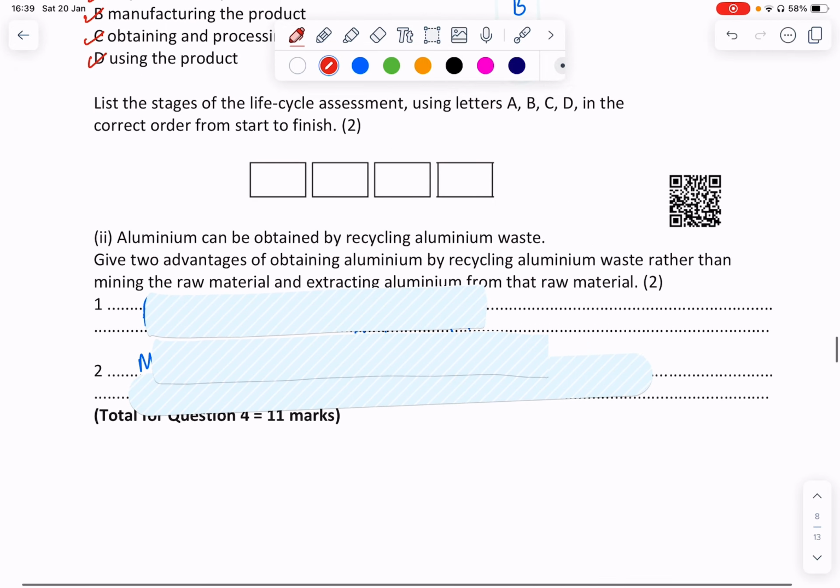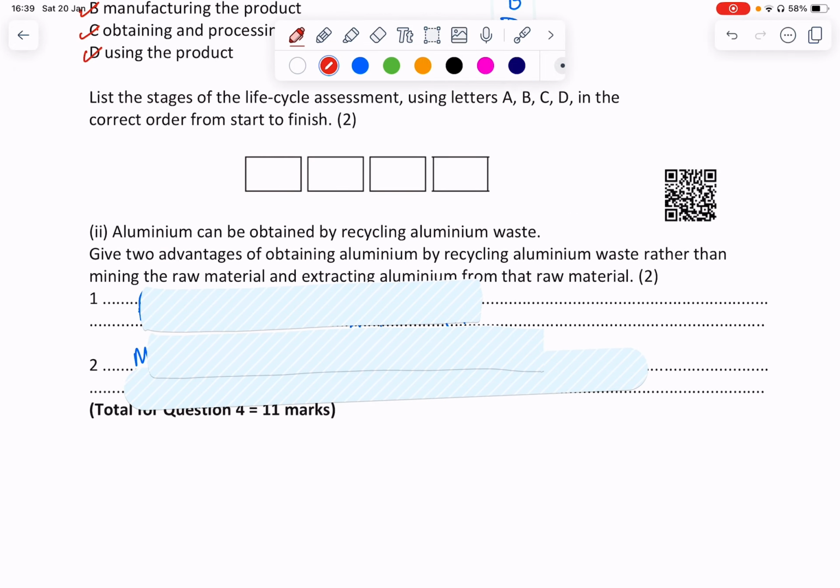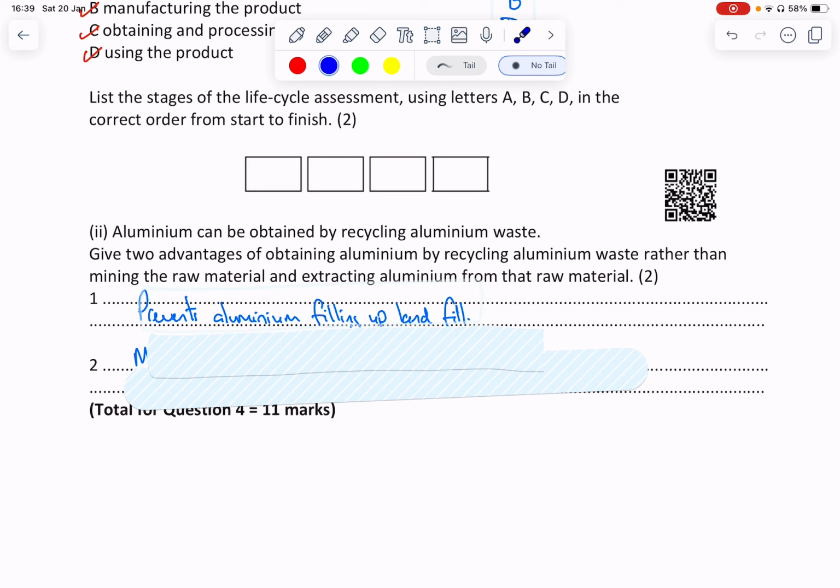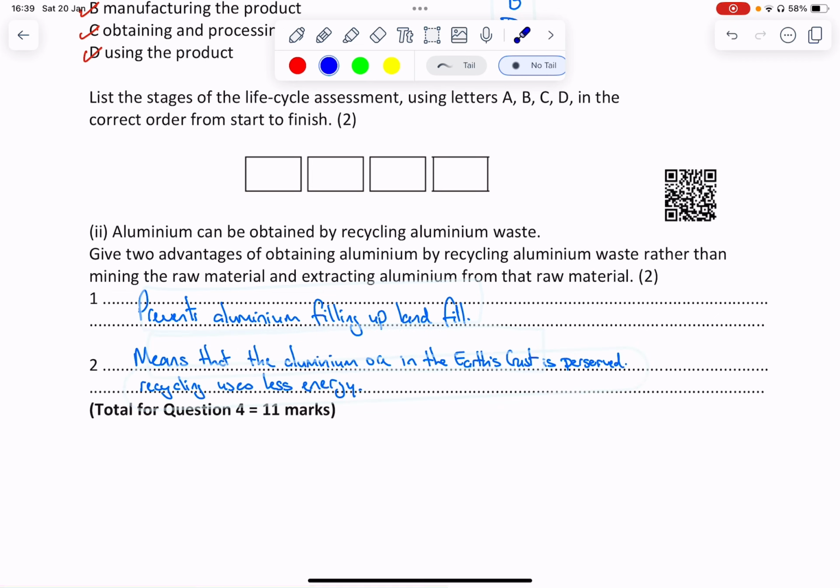Okay? And the final little bit here, which links in with that, says that aluminium can be obtained by recycling aluminium waste. Give 2 advantages of obtaining aluminium by recycling rather than mining the raw material. So there's a lot of answers to this. I've actually put 3 down. You wouldn't need to put 3, just do 2, but there's lots of answers I've not included.